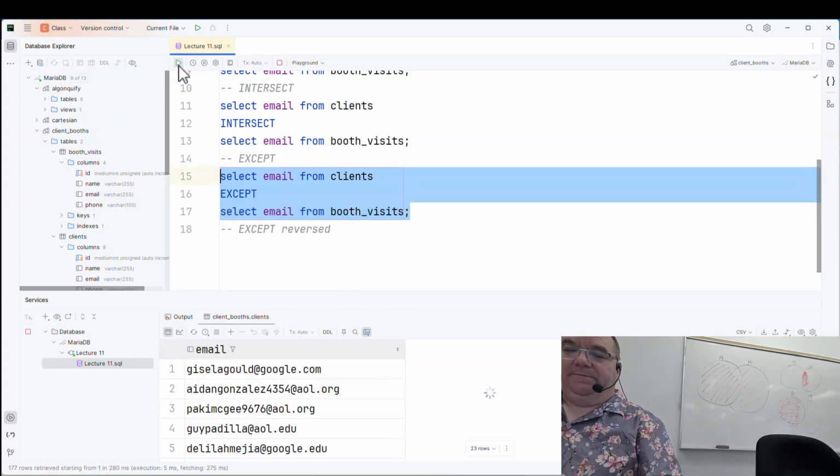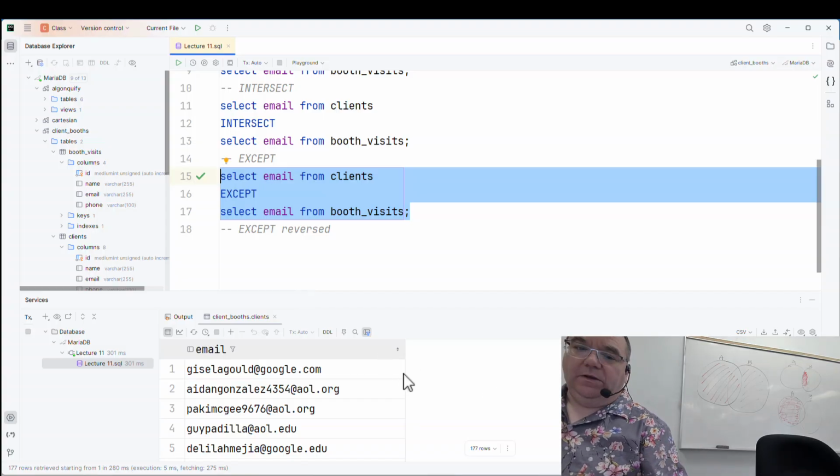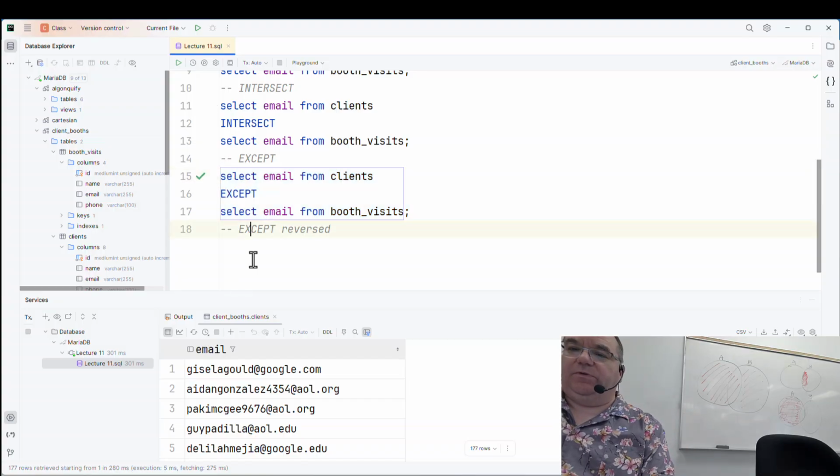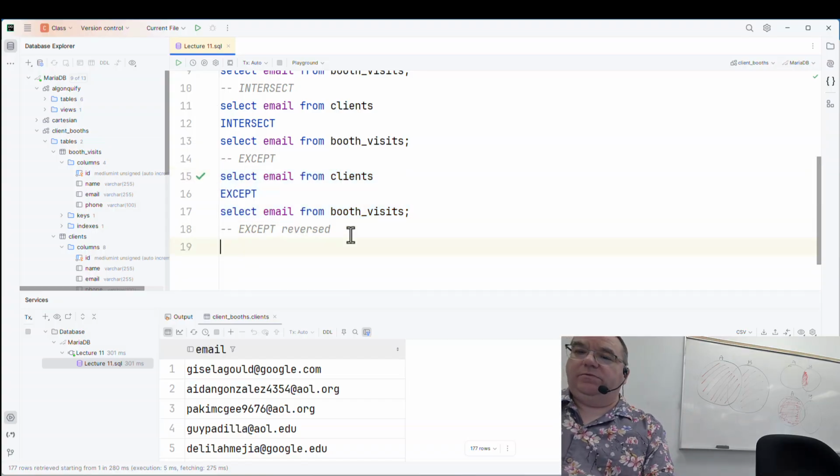And we go run. So now we have 177, which is 200 minus the 23, because we had 200 clients in our list, 23 overlapped. 200 minus 23 is 177. So this is just the list of customers that never came to the trade show. And of course, that one's not as useful because some companies will not guilt you.